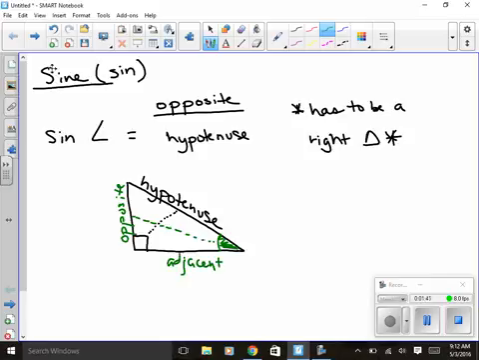Now, this could change if I was looking at a different angle within this triangle. So if I was dealing with this angle, my opposite there is actually what the green adjacent was. But your hypotenuse will always stay the same. Like I said, though, the opposite just depends on what angle you are working with.